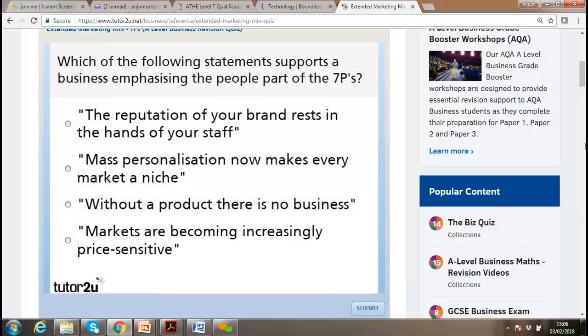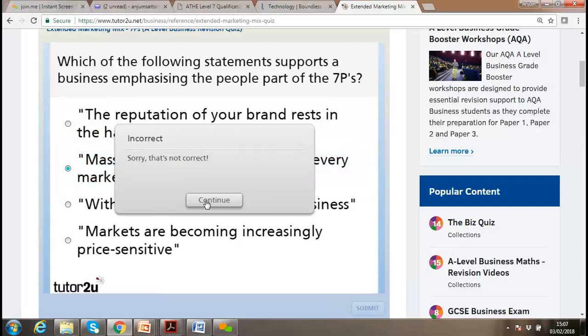Okay. Which of the following statements supports a business emphasizing the people part of the 7Ps? The reputation of your brand rests in the hands of your staff; mass personalization now makes every market a niche market; without a product, there is no business; the market is becoming increasingly price sensitive. Which one do you think emphasizes the people? The second option, mass personalization. It should be the first one, because we're looking at the people, the staff, here.